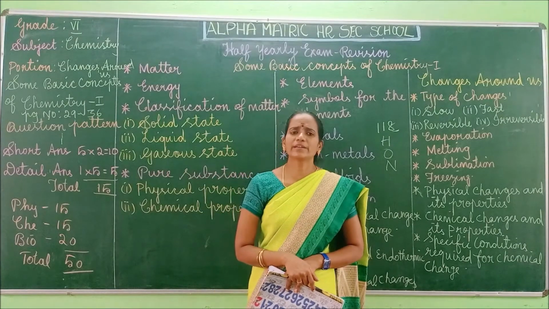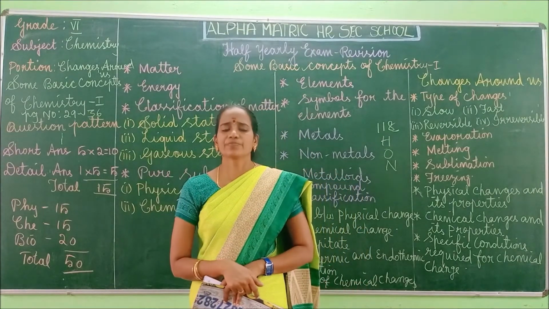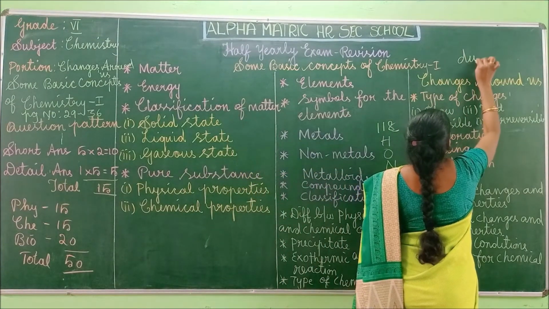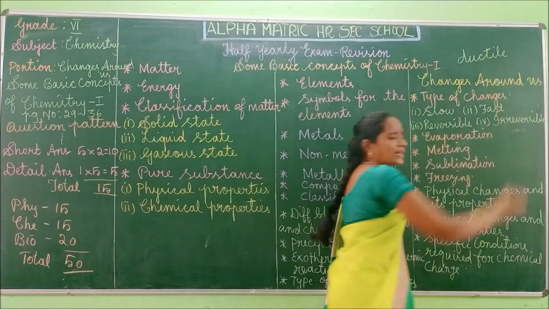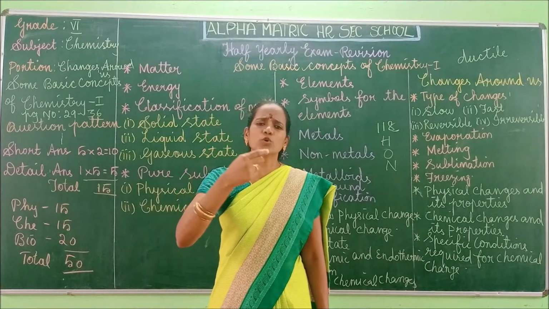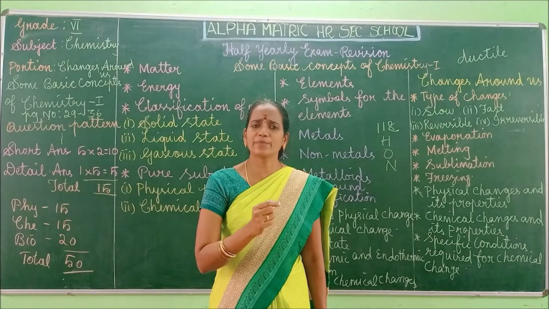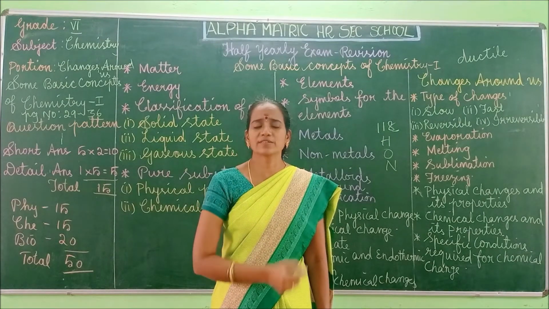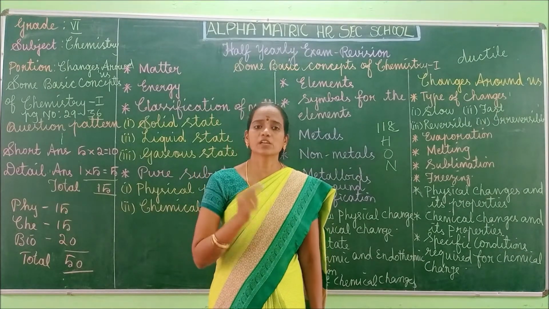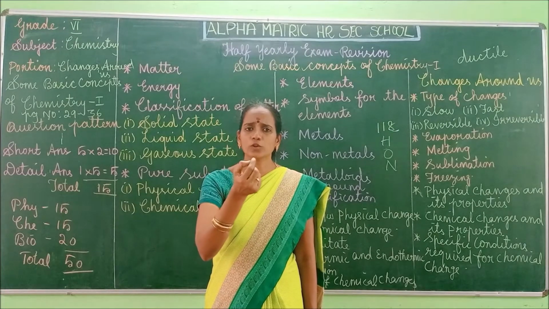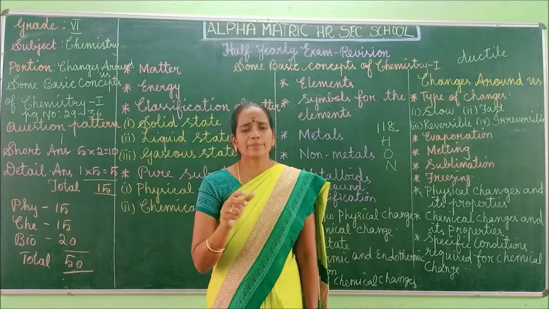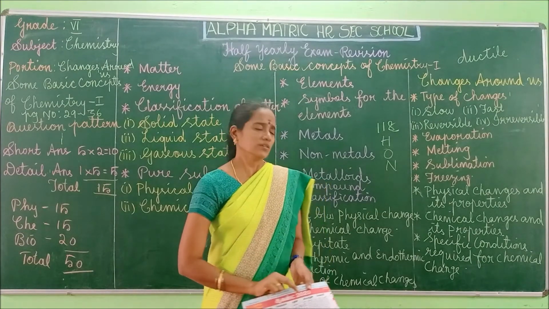And next, metals are ductile in nature. Ductile, D-U-C-T-I-L-E, means metals can be made into very thin wires. This tendency of metal is called ductility. For example, copper. We can make copper into very thin wires, isn't it? So this property is called ductility. These are some of the points about metals.